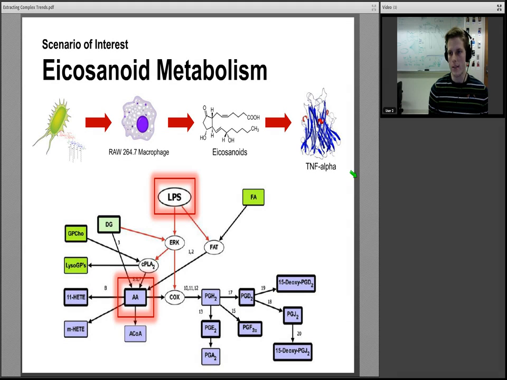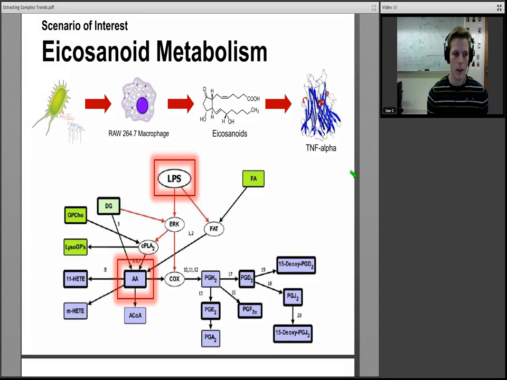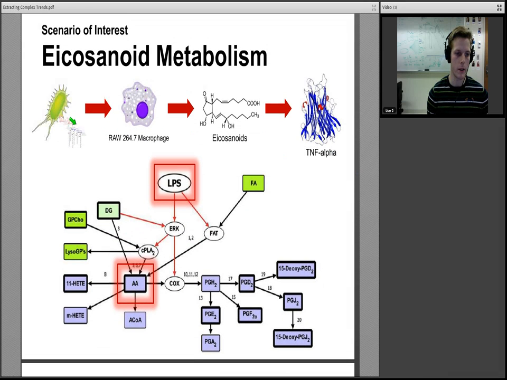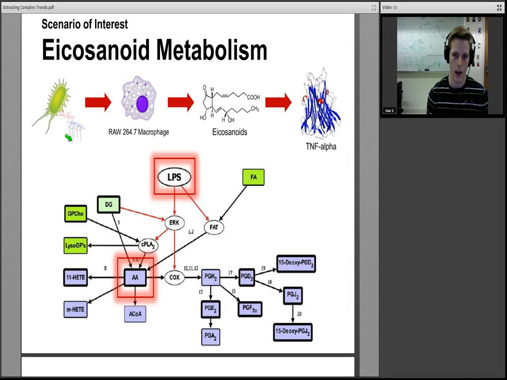And so in this scenario of interest, we'll be having this cell line of macrophages derived from the common house mouse. And these cells will be exposed to a molecule called LPS, which is on the surface of different bacterial cells. And so this LPS will tell the cell, the white blood cell, or this RAW macrophage, that there's an infection present in the body. And then in response to that, this macrophage will produce a number of different eicosanoids. And these eicosanoids will be produced in a certain way to then signal the formation of TNF-alpha.